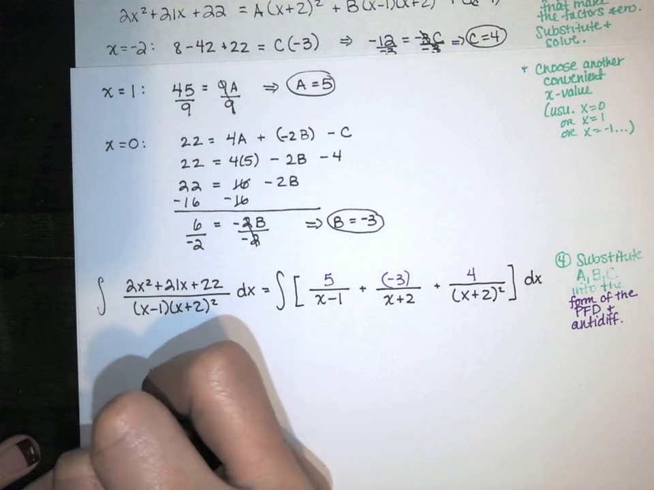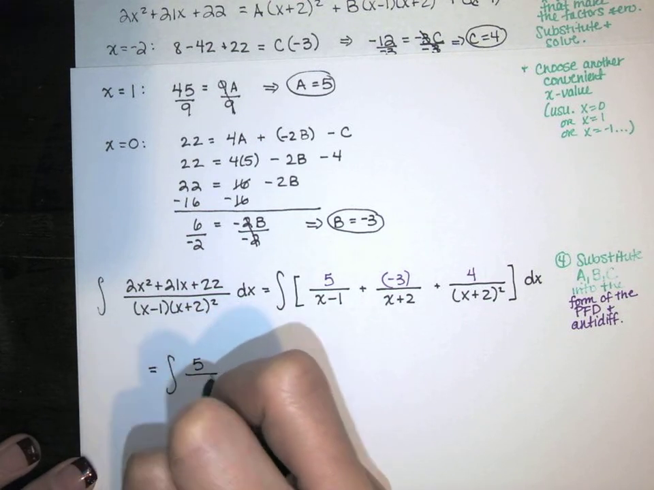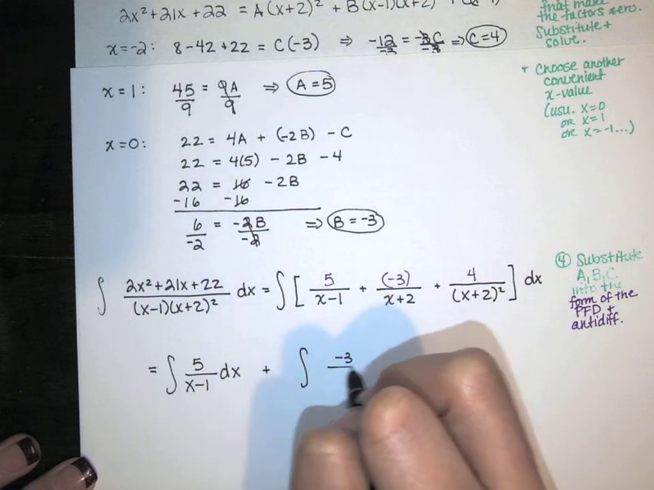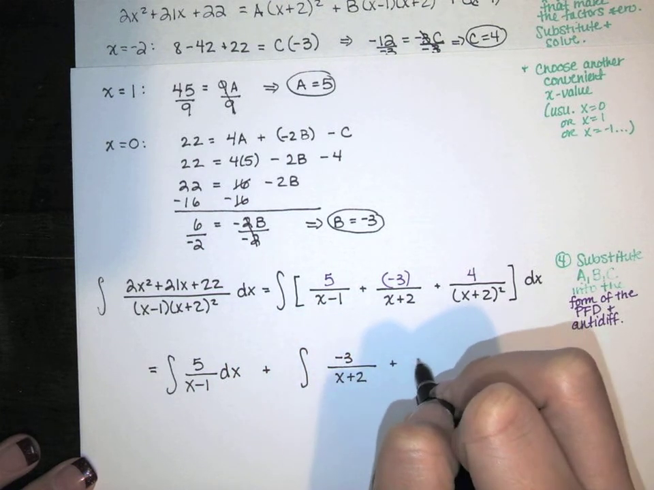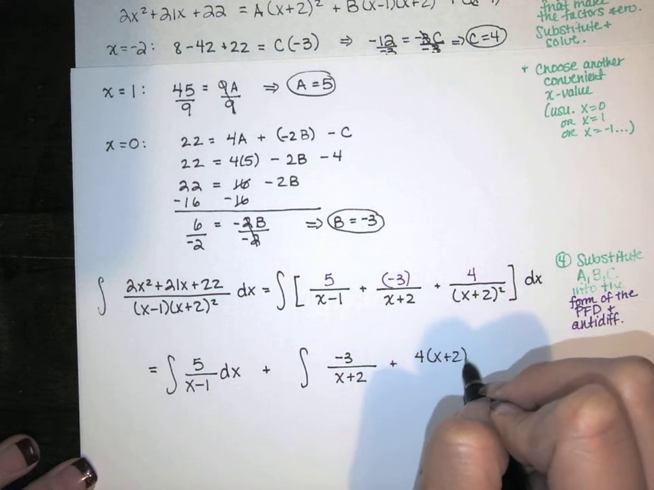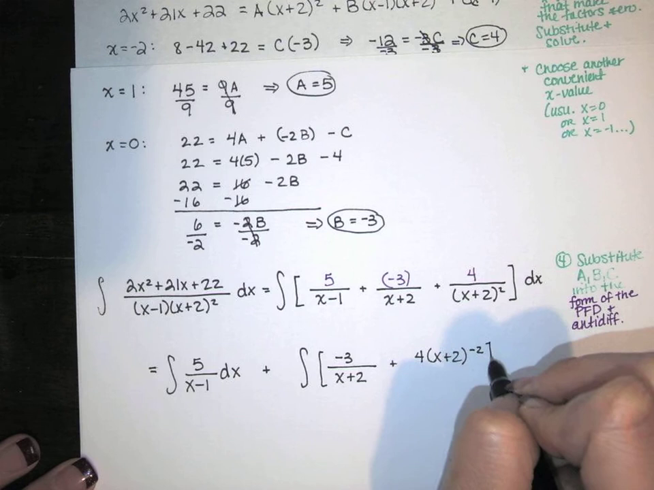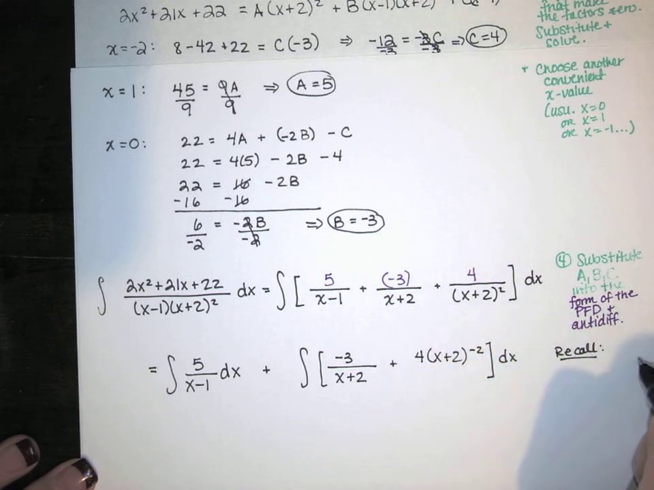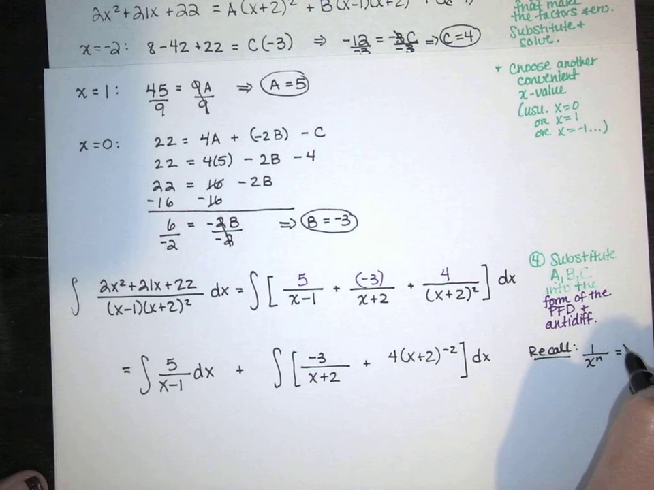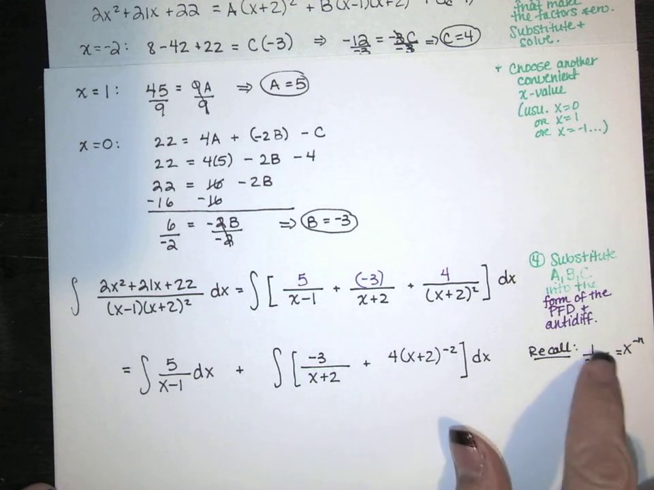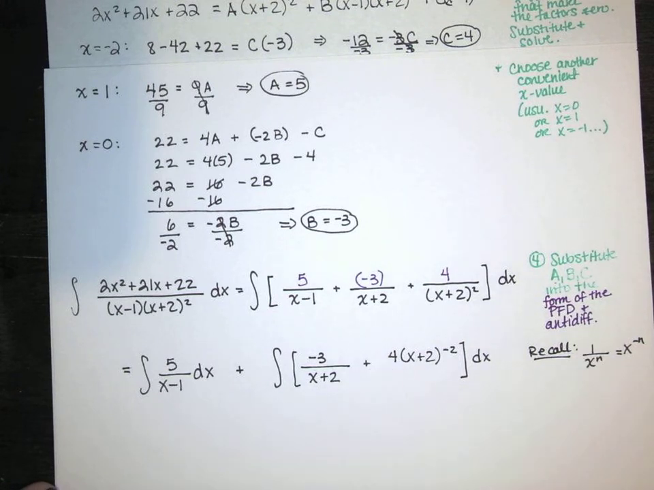Let's do it. So I've got 5 over x minus 1 dx, and over here I've got -3 over x plus 2 plus 4, and I'm going to bring that up to the numerator. That's x plus 2 to the -2 power. And remember, you say, how can you do that, Miss Townsend? Well, if I've got 1 over x to some power, it's x to the same power but negative. And if you've got a 4 over that, it's the same thing.